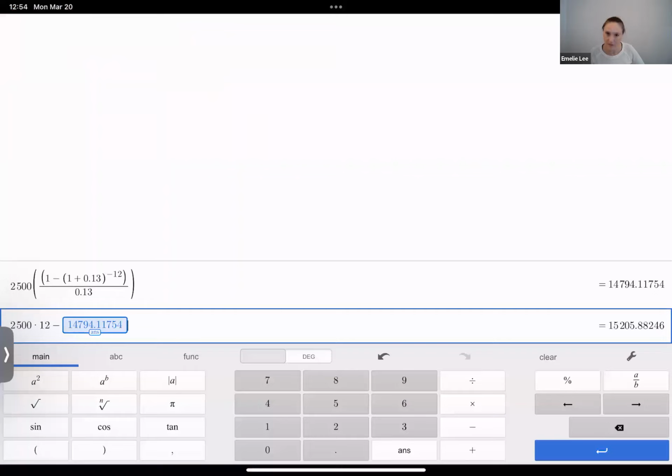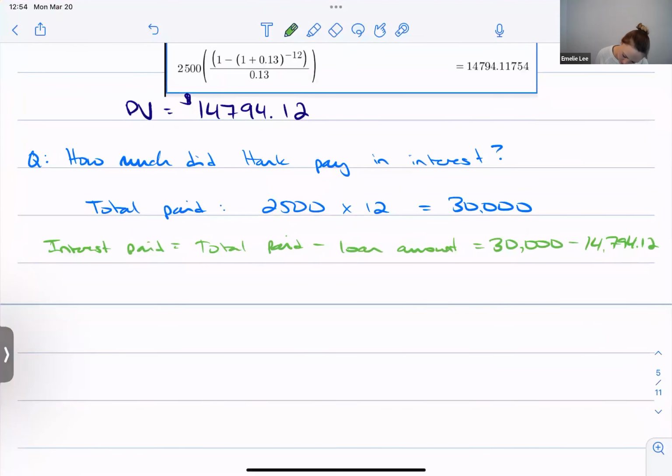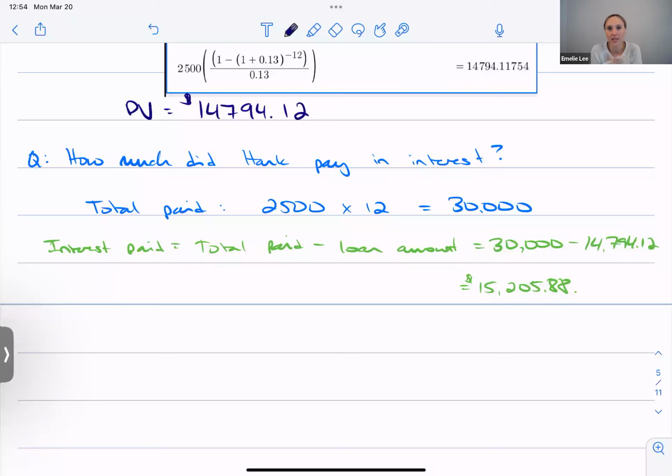Minus the previous answer, 15,205.88. That's not very fun, right? 13% interest will do that to you. Oof, all right? So pretty bad. So that's how we calculate the future value and the present value.